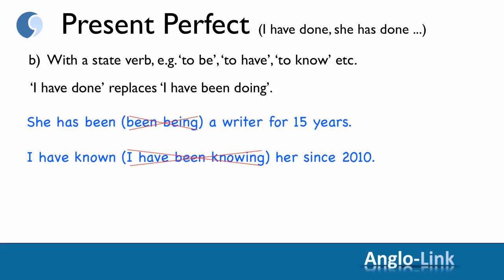Again, because know is a state verb, and we cannot put it in the present perfect continuous tense. So we switch it back to the present perfect simple. I have known. But the timeline will look exactly like the present perfect continuous tense. A state that started in the past and continued and is still correct at the present moment.